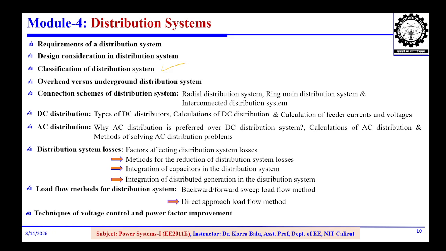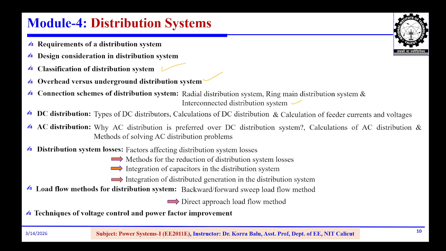Then we'll compare overhead versus underground distribution systems. Then we'll see the different connections of the distribution system, such as the radial distribution system, ring main distribution system, and the interconnected distribution system. Then we'll see DC distribution and AC distribution, the types of DC distributors, and the calculation of DC distribution and of the feeder current and voltages.